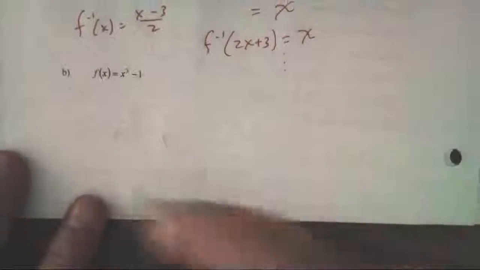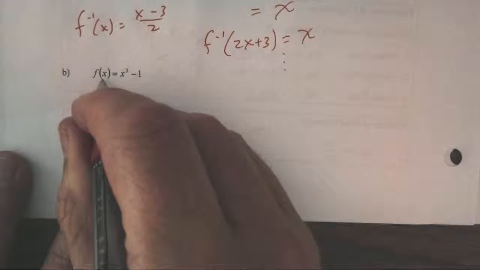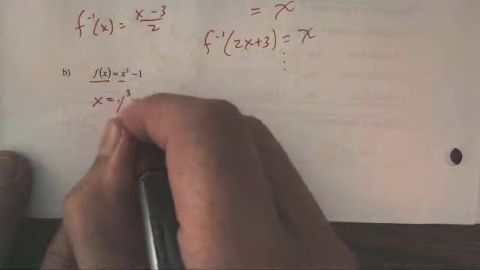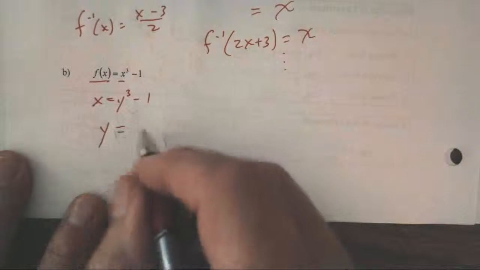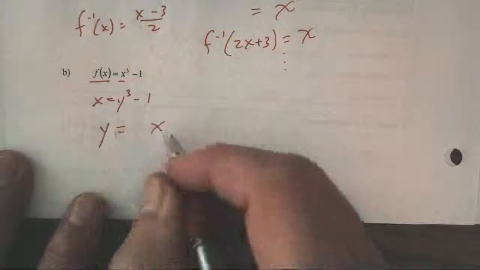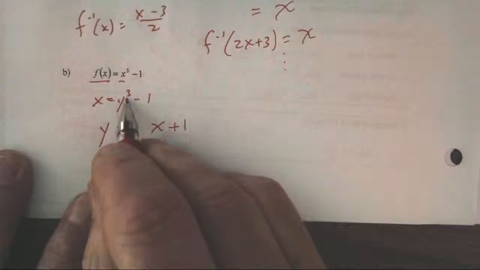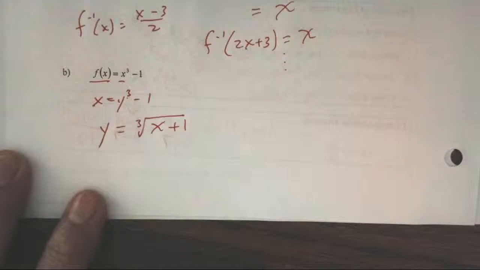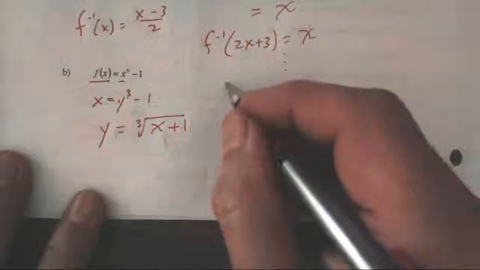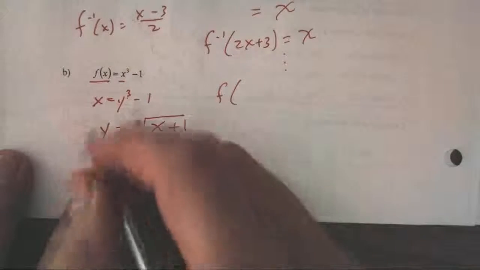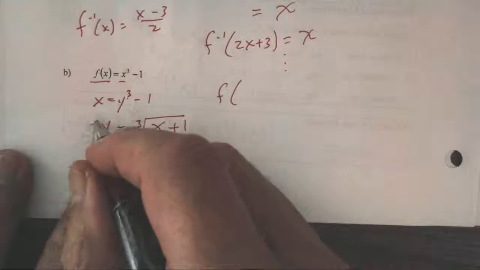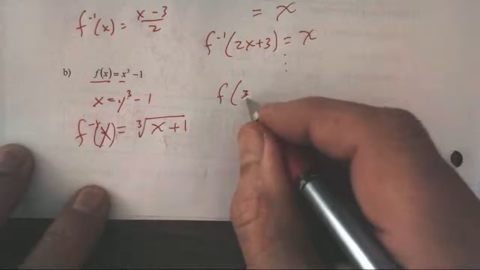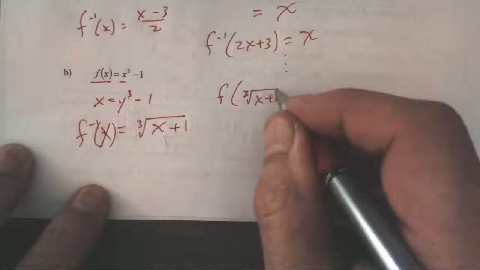Okay, B, same thing. Inverse functions, y's become x's, x's become y's. We solve for y. We started with an x. We add 1. Then we would take the third root. So f of f inverse, this is f inverse of x now, f of the third root of x plus 1.